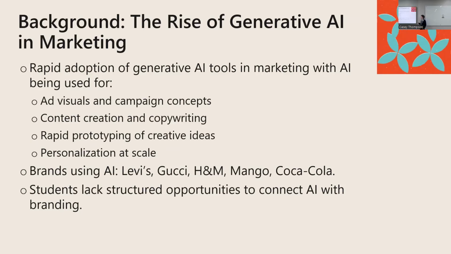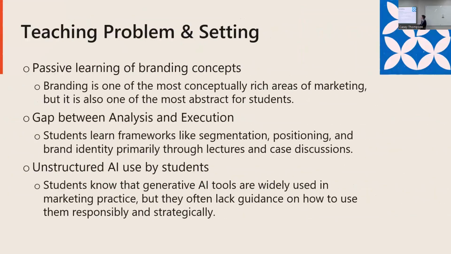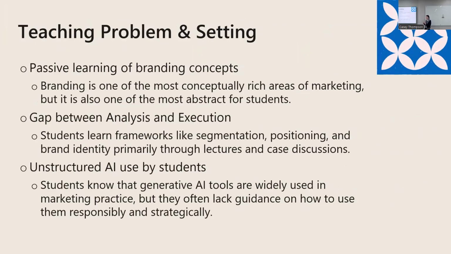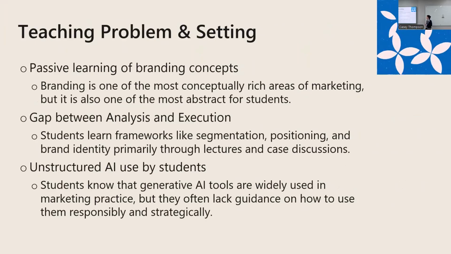So all the very prominent brands are using AI, specifically AI for images. However, students lack structured opportunities to connect AI with branding. They've heard a lot about brands using AI, but what exactly can they as marketing students use it for? So this is a teaching problem that arises because of the rise of generative AI.